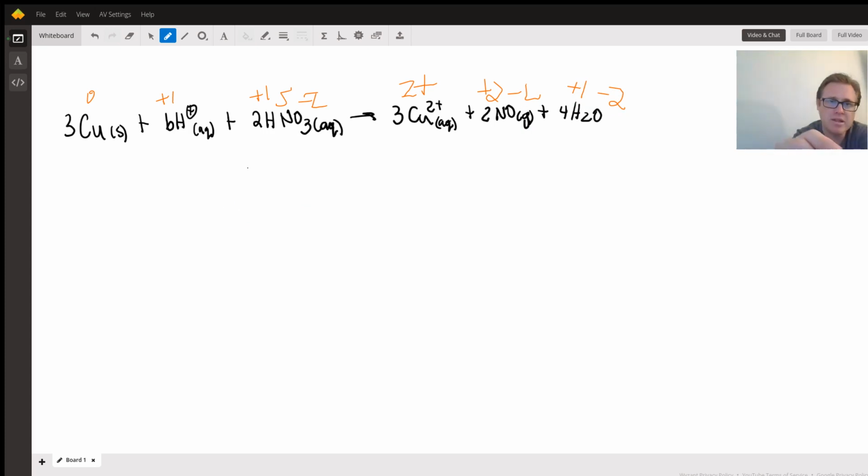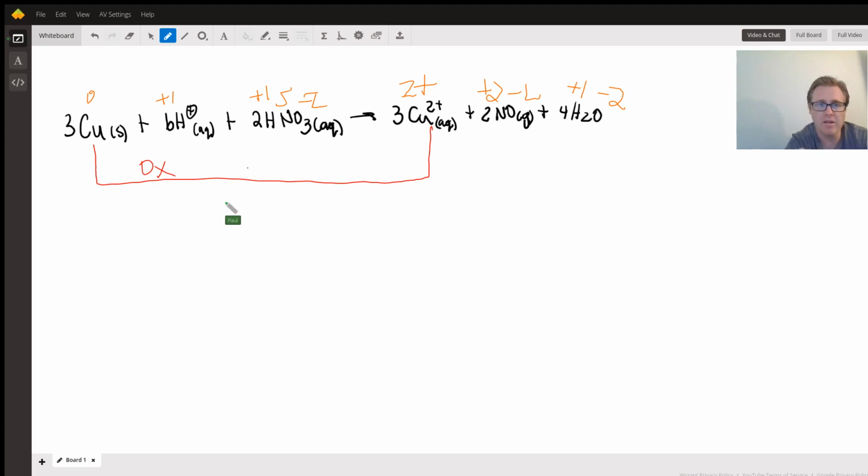And then we will use these oxidation numbers to help us figure out what has gained electrons and what has lost electrons. So we see on the left side of the equation, our solid copper has an oxidation number of 0. And then when we compare the copper on the other side, you see the oxidation number is +2. So that means the copper atom on the product side has lost electrons. And by definition, that means it has been oxidized.